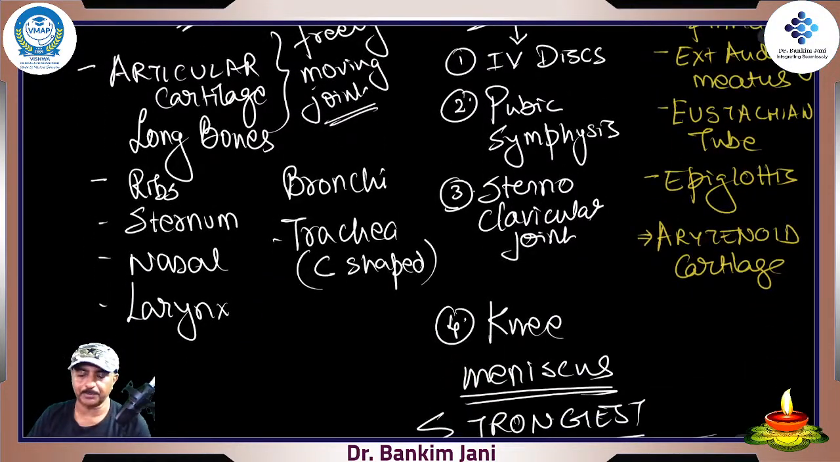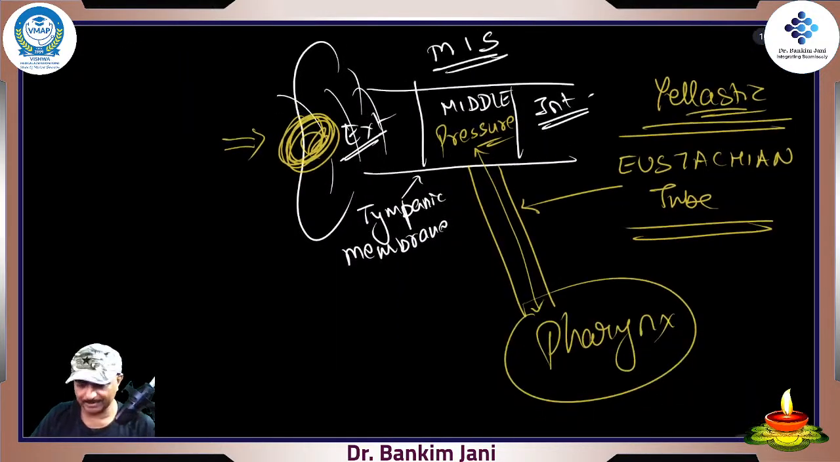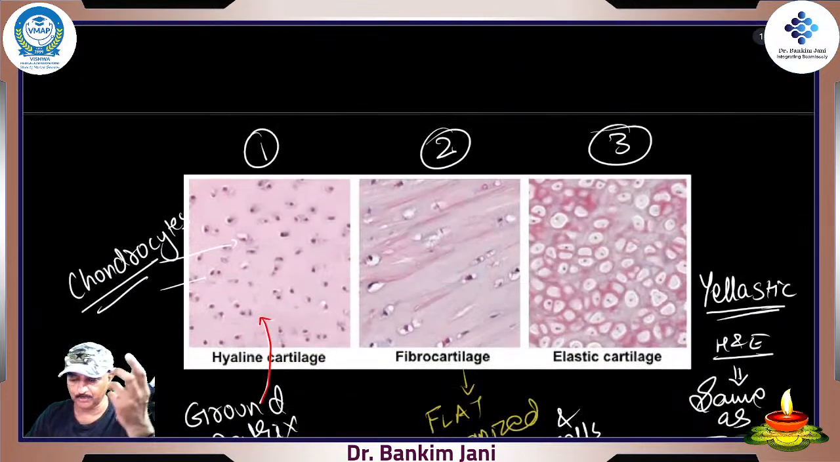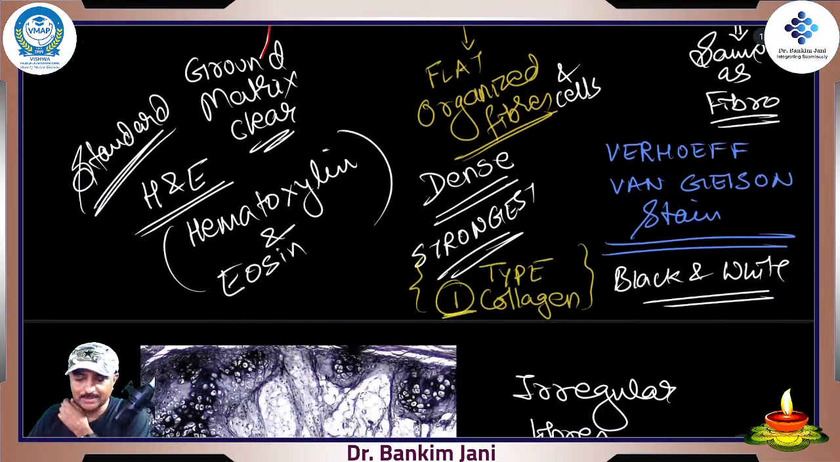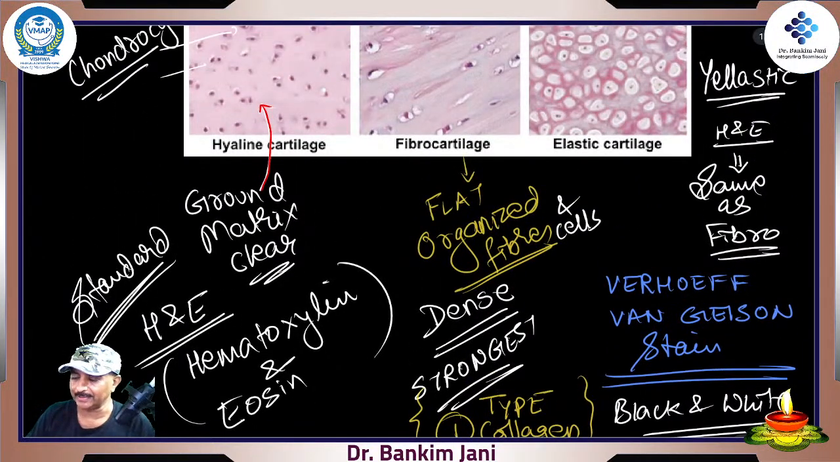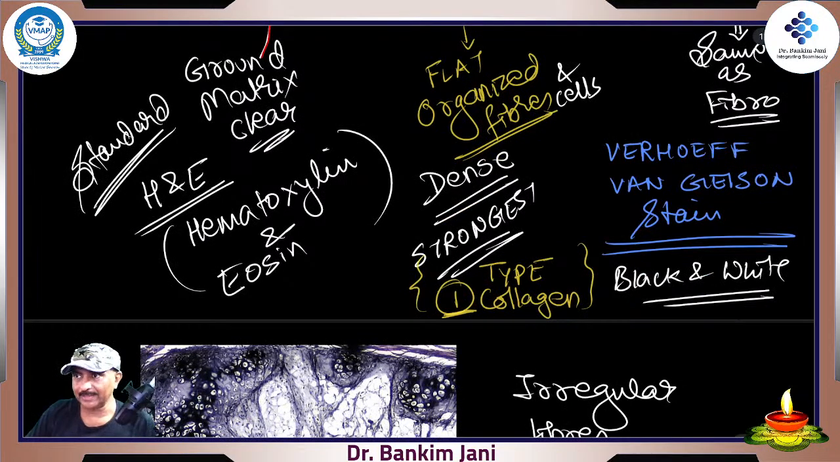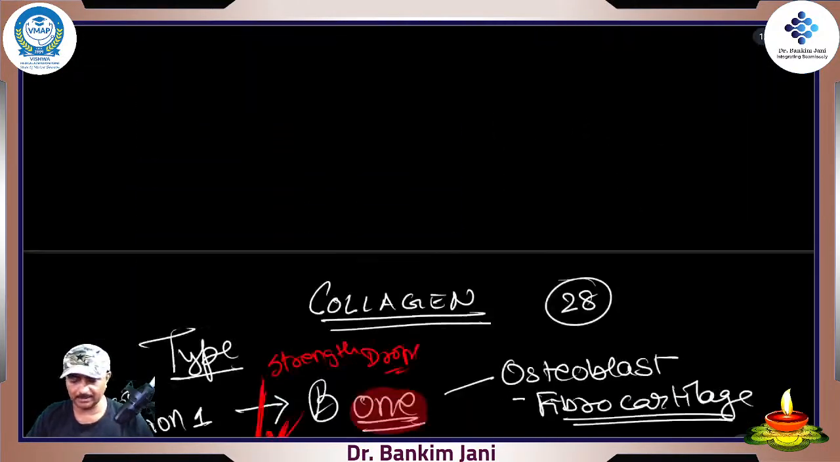Fibrocartilage is in the intervertebral disc, pubic symphysis, sternoclavicular joint and knee meniscus, because they are the strongest, right? That was the position of the Eustachian tube, where pressure balance is more important, right? This is the ground matrix, seen with H and E stain, hematoxylin and eosin. Fibrocartilage has flat, dense, organized cells with type 1 collagen, right? And yellow elastic cartilage, in H and E, looks the same as fibrocartilage, but Verhoeff-van Gieson stain is needed, and this is how it looks, those irregular fibers that give elasticity.